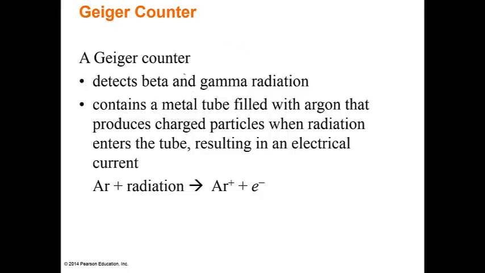So one way is a Geiger counter. It detects beta and gamma radiation, not alpha. It contains a metal tube filled with argon that produces charged particles when radiation enters the tube. Argon is of course a noble gas, so it's inert. So this reaction allows for an electrical charge. Depending on how fast the reaction is, it'll tell you more or less gamma radiation.